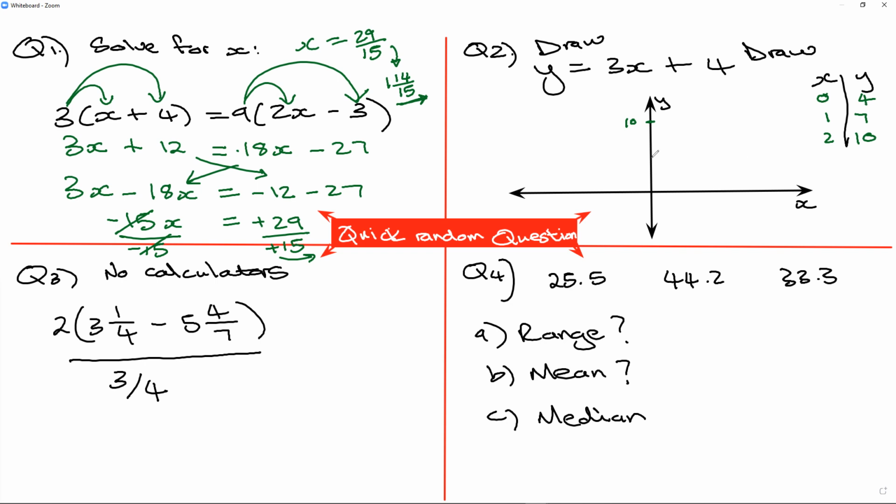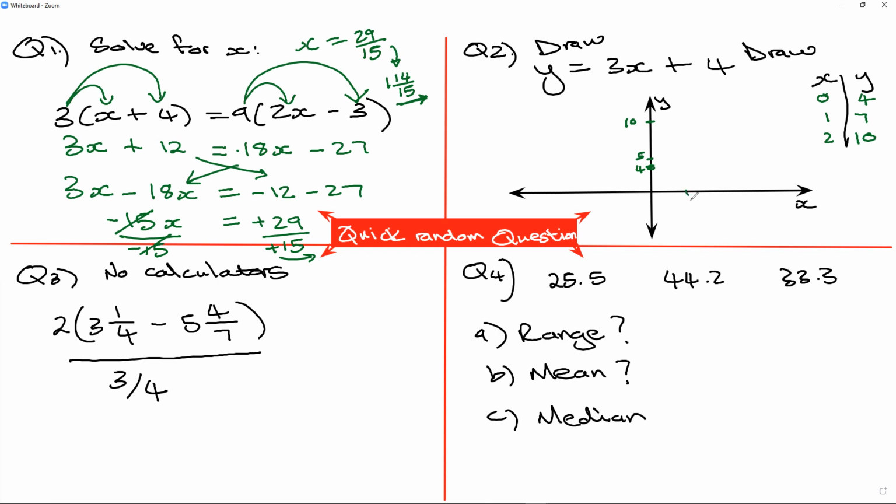So 0, 4. If this is 5, 0 and 4 should be over there. Okay, so I'm just going to make 5 a little smaller. And then right at the bottom there is 4. So that point over there is 0, 4, just there. Then you got 1 and 7.